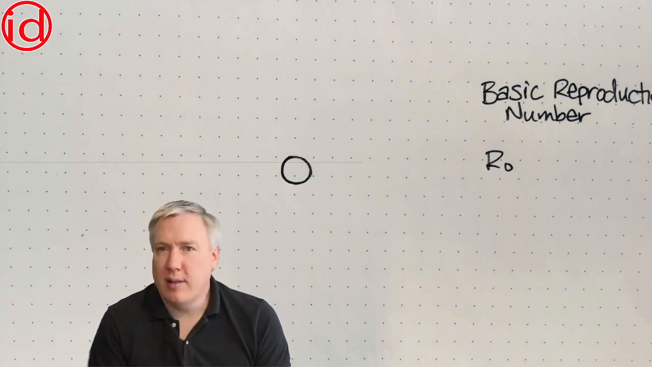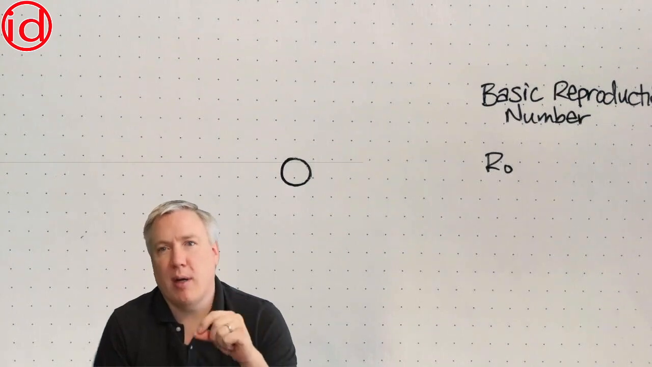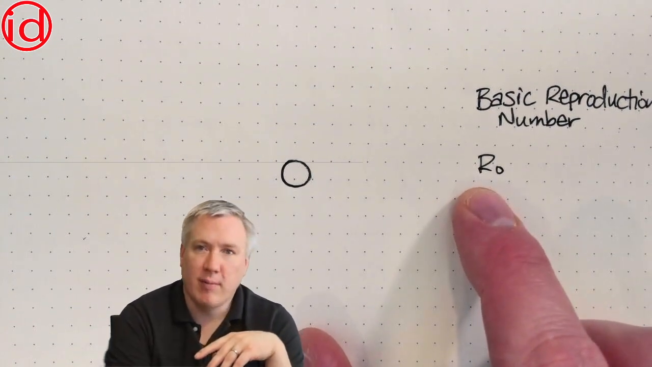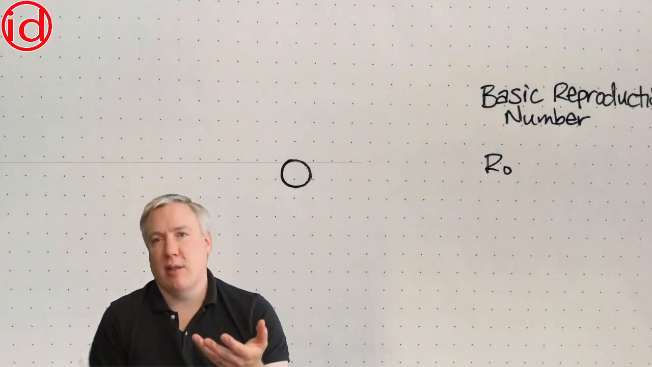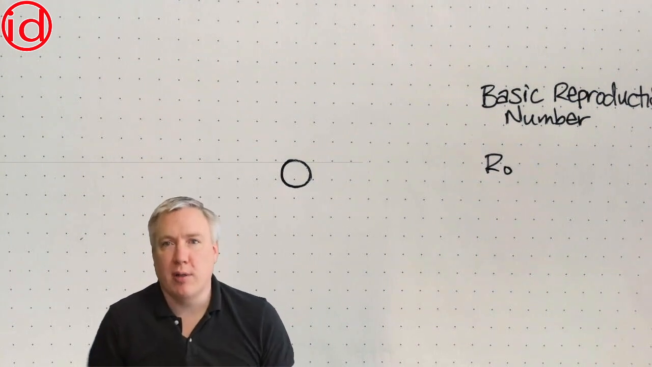When we talk about diseases, one of the principal things we refer to is its basic reproductive number, or in mathematical terms, its R naught. This number represents how infectious the disease is. The higher the number, the easier it is to spread from person to person.